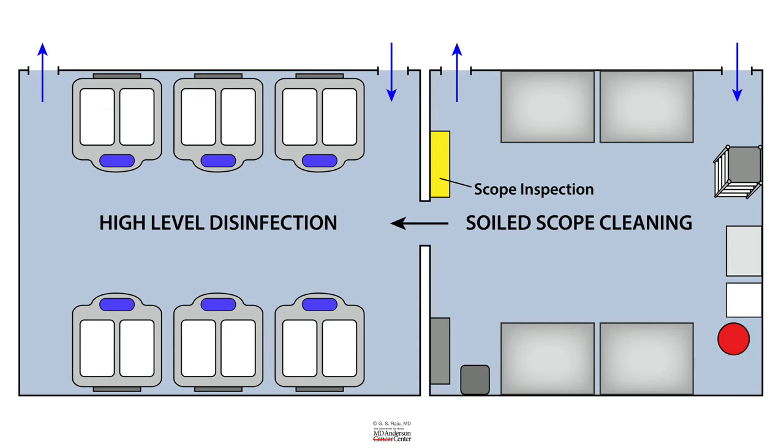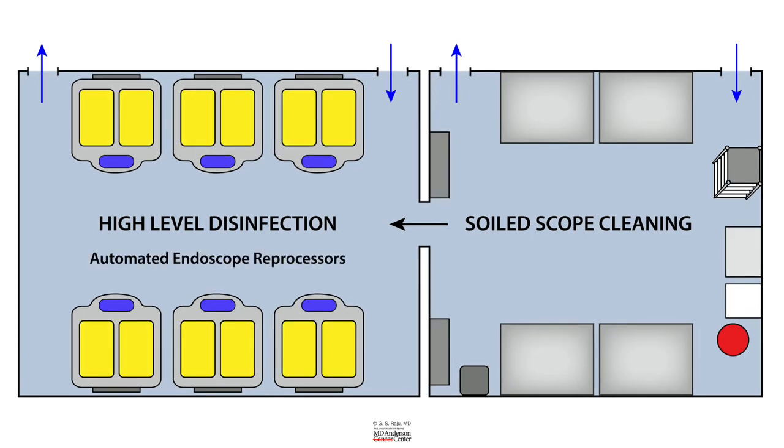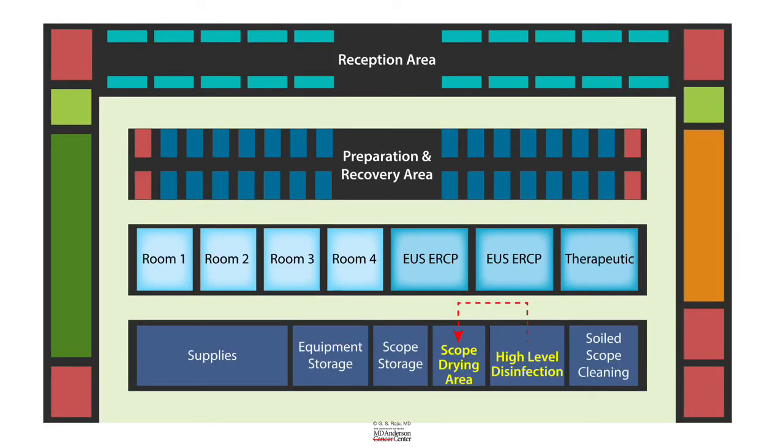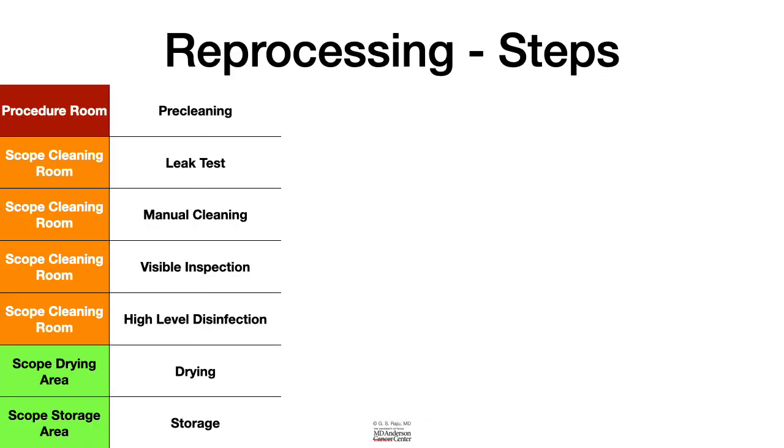there is no damage to the scope, and after that you take it to the high level disinfection area for high level disinfection using the machine. Once the scope goes through high level disinfection, then you take it to the next room for scope drying and then for scope storage. So as you can see, there are a lot of different steps, and let us go through these steps one more time so that you understand the reprocessing steps.